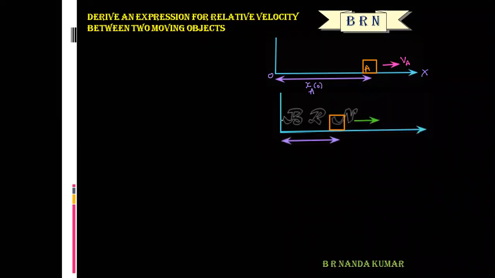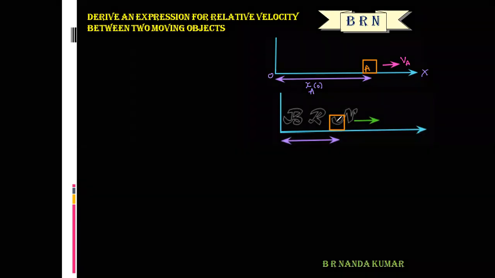Let us consider one more object, that is object B. Object B is also moving along the x-axis with velocity v.